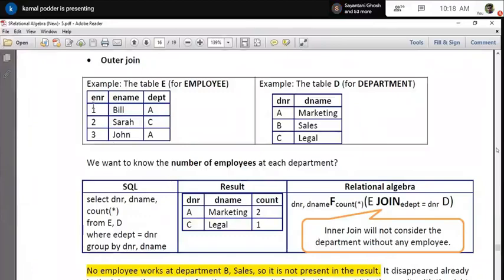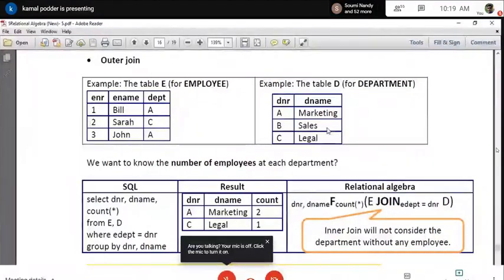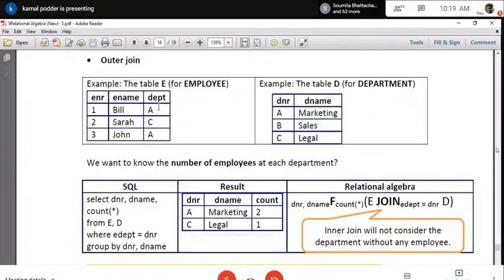Okay, suppose I have a table called the employee table. I have 3 records of employees, and there is a department table with the department name and department number. Actually there is a foreign key relationship between this and D number of the department. Now, if we observe this, B is the sales department. Although the sales department is there in the department table, there is no employee in the sales department.